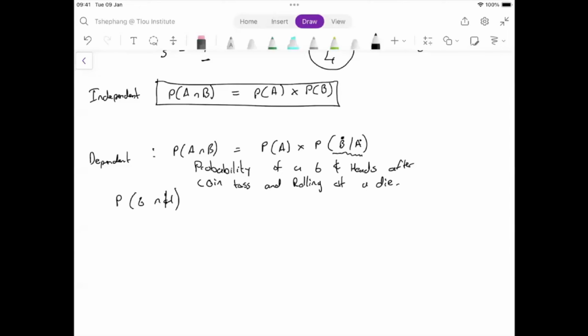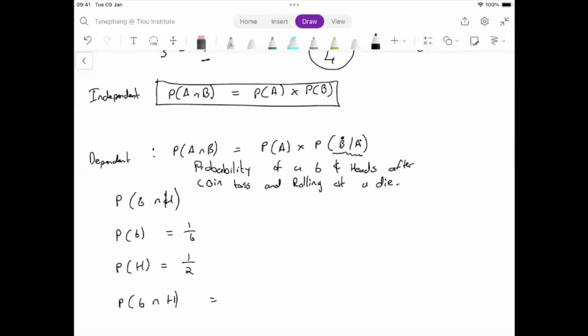Okay, let's quickly look at it. Now, we know that the probability of getting a 6 is simply what? 1/6. There's only one way we can see a 6 out of a total of 6 possible outcomes. Now, the probability of getting a head is going to be what? 1/2. Now, the probability of 6 and heads.